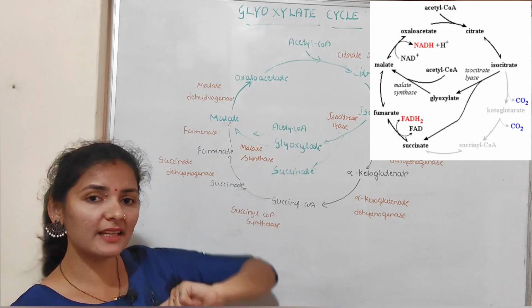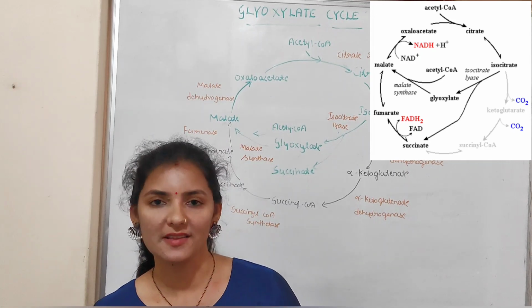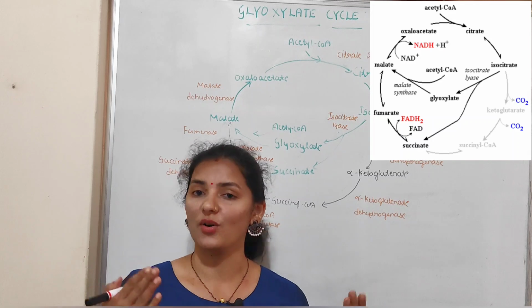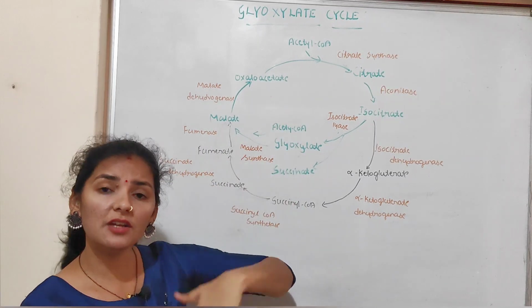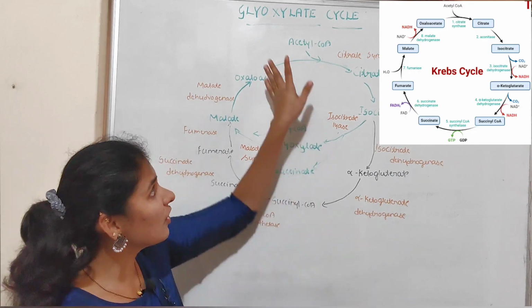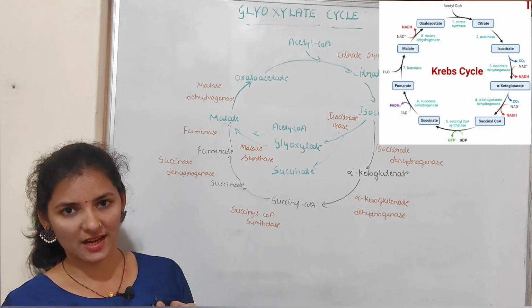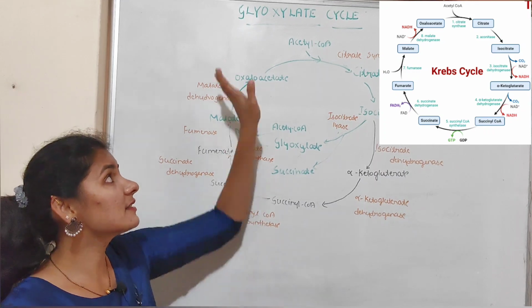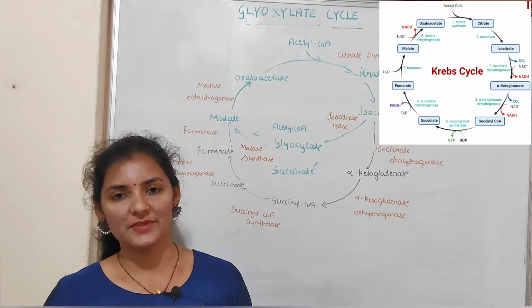This glyoxylate cycle is a modified or variation of Krebs cycle or citric acid cycle or TCA cycle or tricarboxylic acid cycle. So, what is the meaning of variation of tricarboxylic acid cycle? Some of the reactions of the glyoxylate cycle are the same as that of the Krebs cycle. That's why this glyoxylate cycle is a modified or variation of the Krebs cycle.